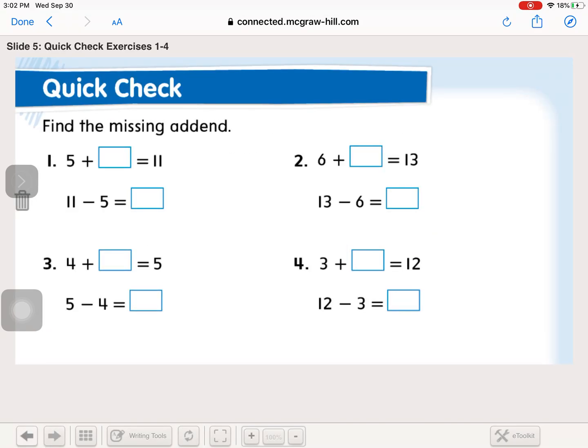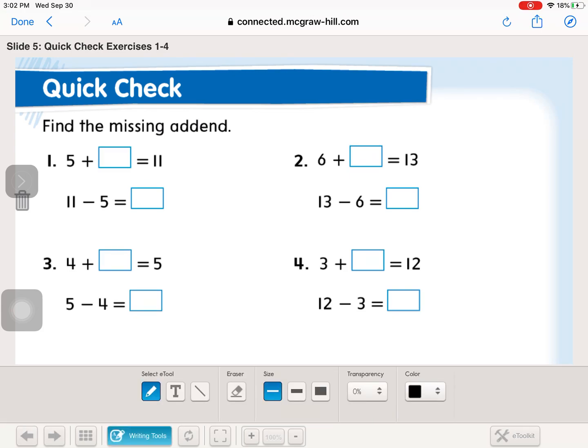All right, we are going to find the missing addend on these problems, just a review from what we did yesterday. So we have 5 plus what equals 11. I put 5 in my heart and I count up. 6, 7, 8, 9, 10, 11, that's 6. So 11 minus 5 is 6 as well. 6 plus what equals 13? Well, I know 6 plus 6 equals 12, and this is one more, so that's going to be 7.